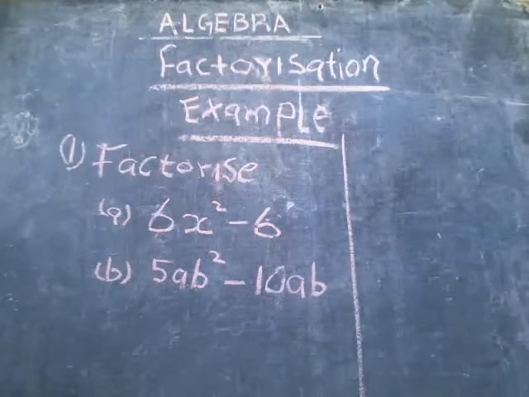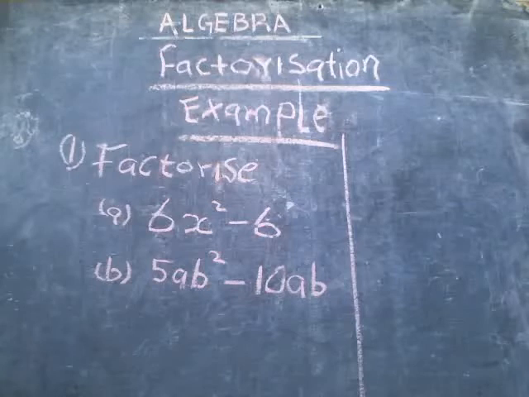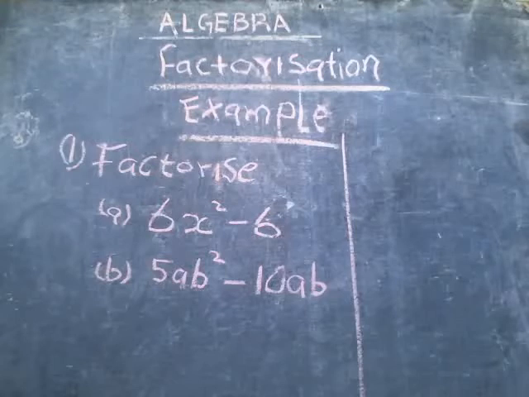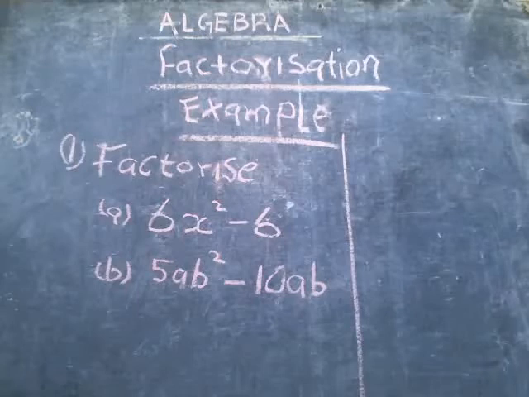We are going to be looking at two questions under algebra, to be specific, factorization. We have been given two examples on the board. We have a question on factorization. So here we have question 1a, which says 6x squared minus 6, and question 1b, which is 5ab squared minus 10ab. We are going to see how we can work out such factorization questions.